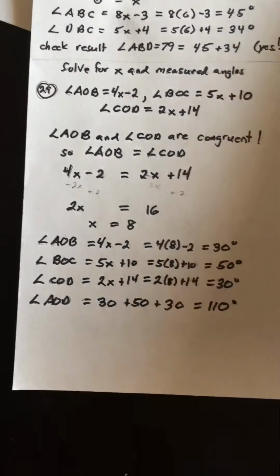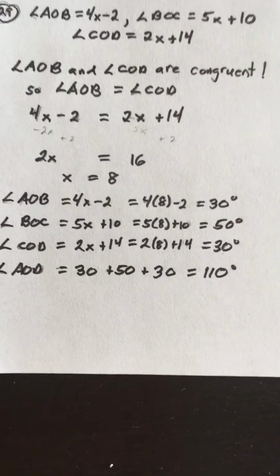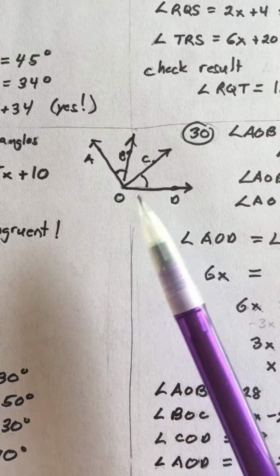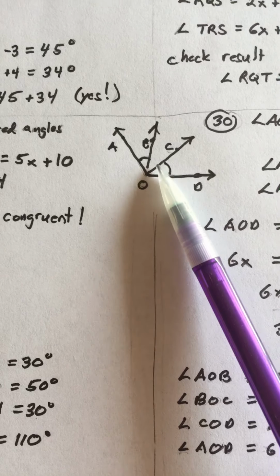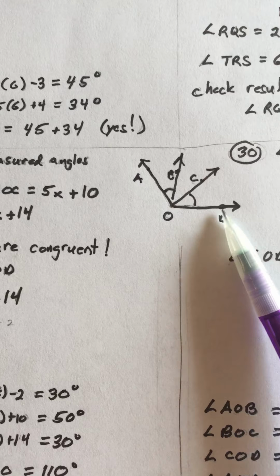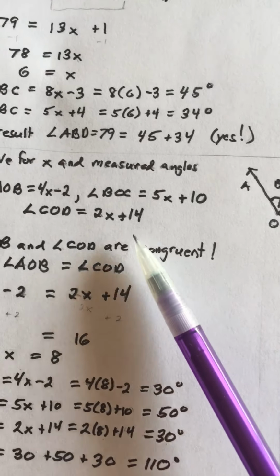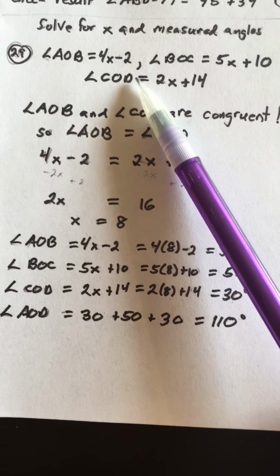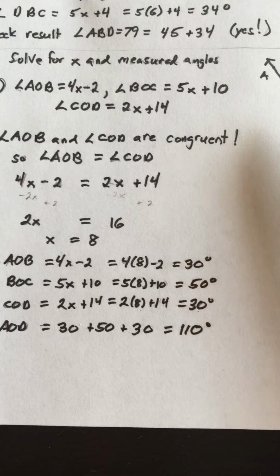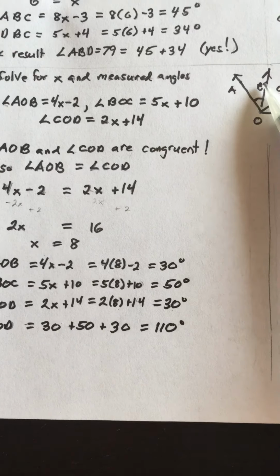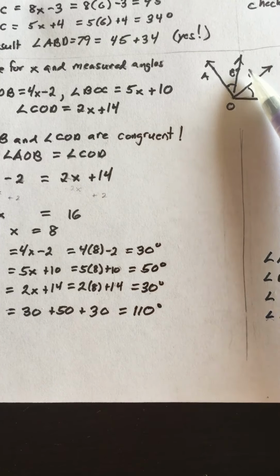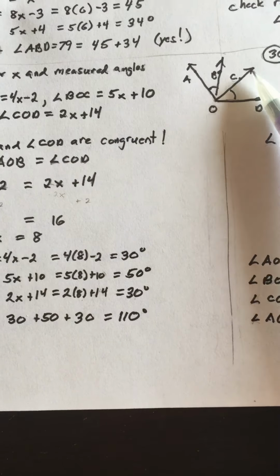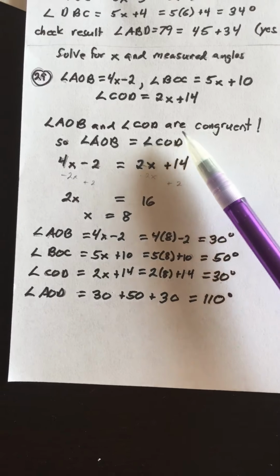All right, so now we'll wrap up by going to questions 29 and 30. So for 29, and this figure is the same one that's used for both of them, you have angles AOB, BOC, and COD all adjacent to one another. So they ask you to solve for x and the measured angles. So in the first case, they give you AOB is 4x minus 2. It's that one. BOC is 5x plus 10, that term. And COD is 2x plus 14. So they give you each of the three components.